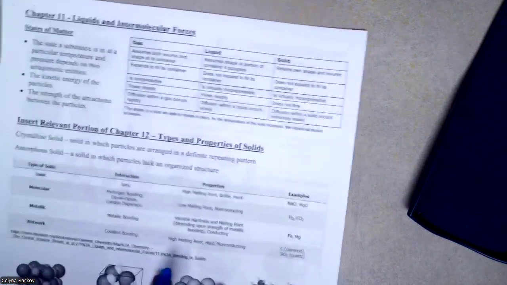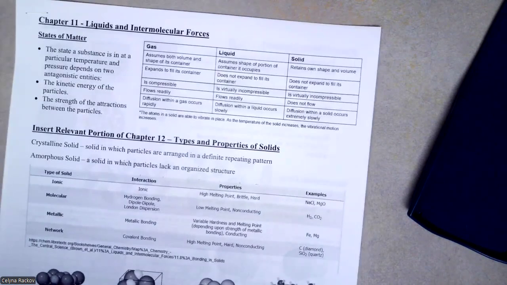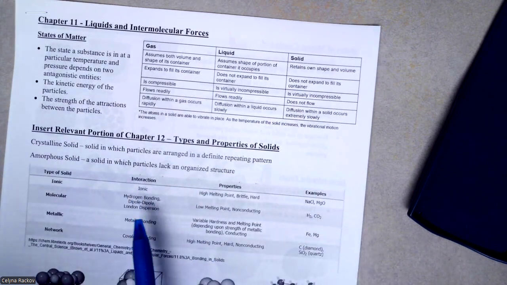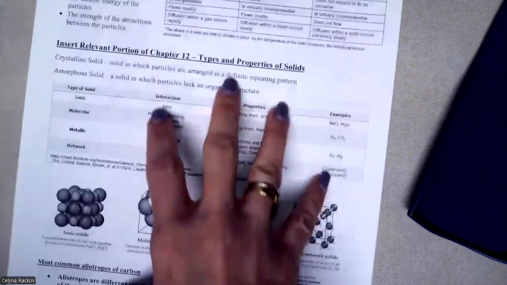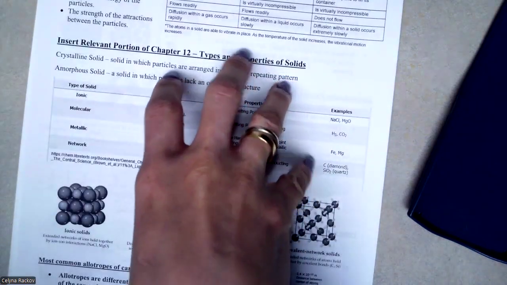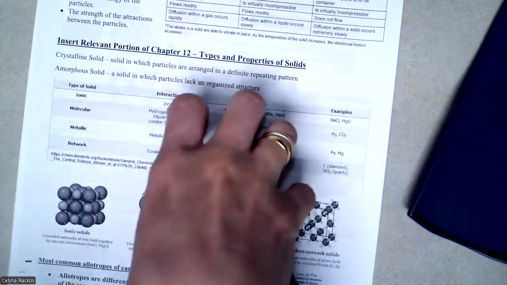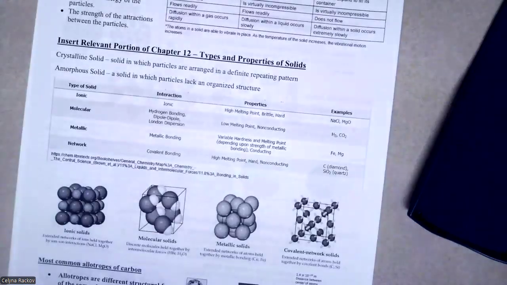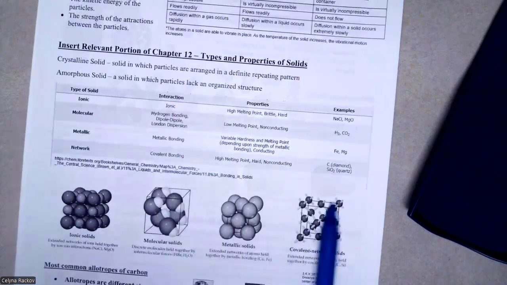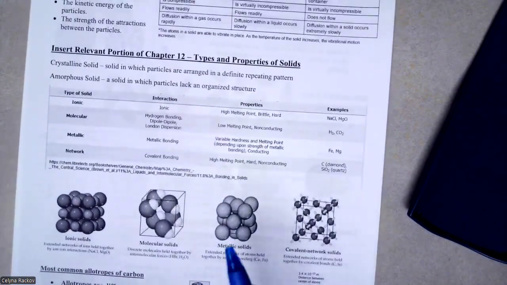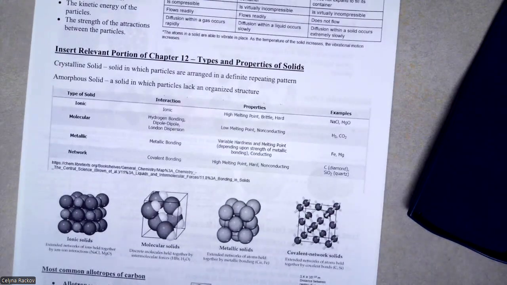Let's say chapter 11, and here I was in chapter 12. Chapter 12 is only this portion. This is why the active homework has only 6 questions for chapter 12. Chapter 12 will be only about this portion here, which is about the types and properties of solids.